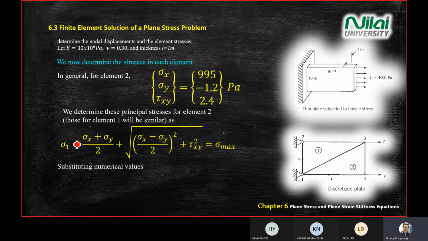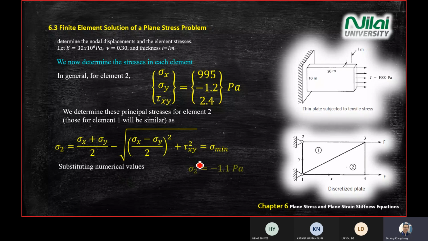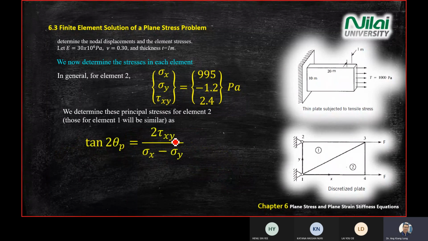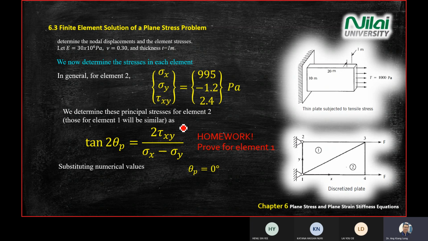All right, then you can calculate the principal 1 value. You get this one. Principal 2, you get this value. You can calculate the angle also by this equation. You get 0. Again, homework for element 1.